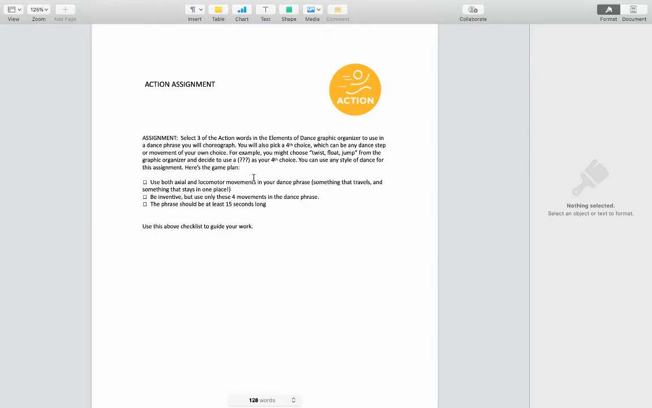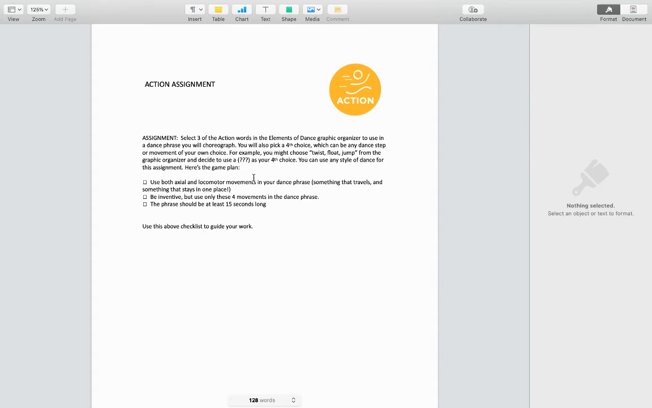You're going to select 3 of the action words from the elements of dance graphic. And I'll obviously put that back up for you in a second. And you're going to put them together in any order you choose. So maybe you chose twist, float, jump. Great. You're going to decide how you do those 3 actions. And then your 4th choice is whatever you want.